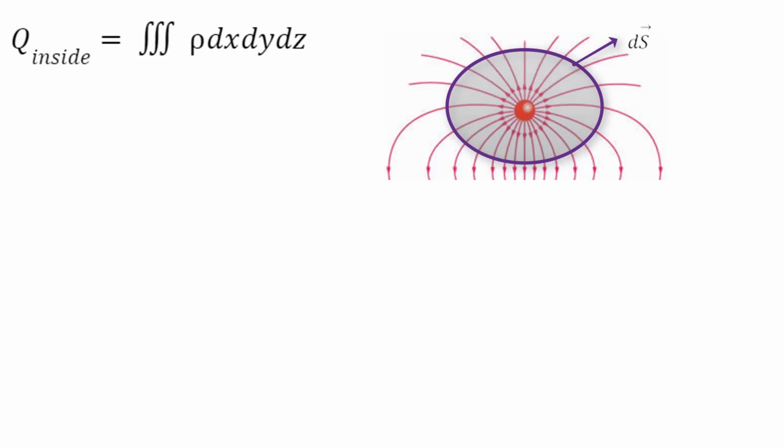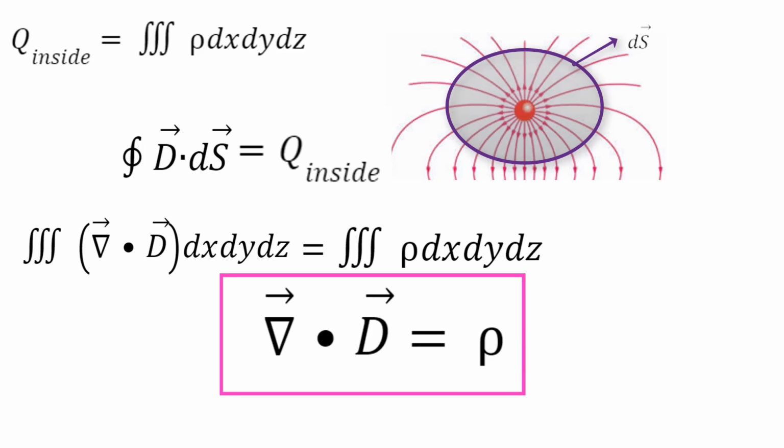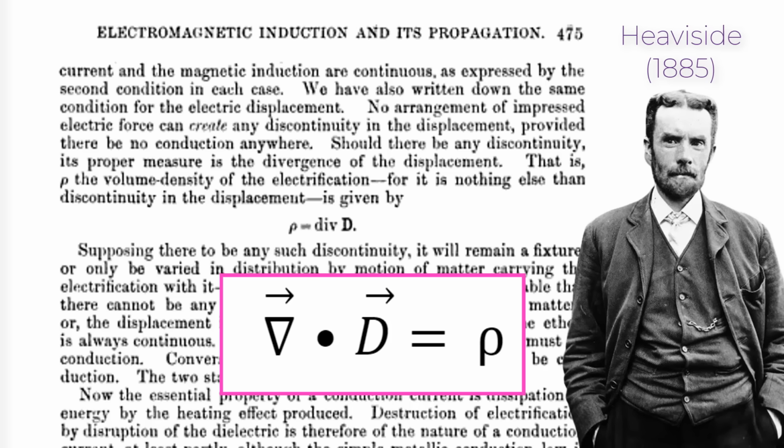Q enclosed equals the integral of rho dx dy dz, which means that saying that the integral of D dot dS equals Q enclosed is the same thing as saying that the integral of the divergence over the volume equals the integral of the charge density over the volume, which means that the divergence of D equals rho, the charge density, which is sometimes how Gauss's law is written. Now, this D field is not the electric field.